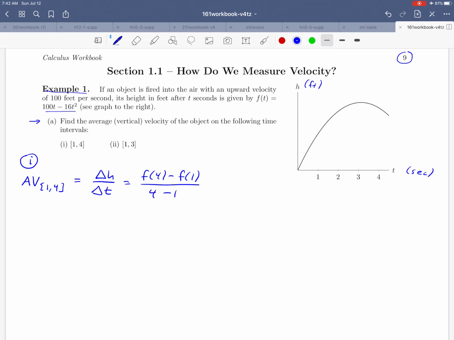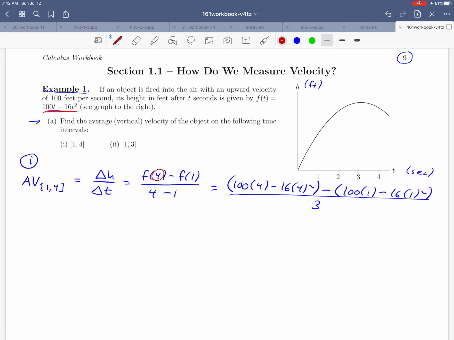Well, here's where we need our function. So f of 4, for example, that's taking our number 4, and that's a t value, and so we're going to substitute that t into our function everywhere that we see a t. So if we write all of that out, we would get 100 times 4 minus 16 times 4 squared. All of that is f of 4. And f of 1, same idea. We're just going to take 1 and plug it in for all of our t's. And then on the bottom we've got a 4 minus 1, which is a 3.